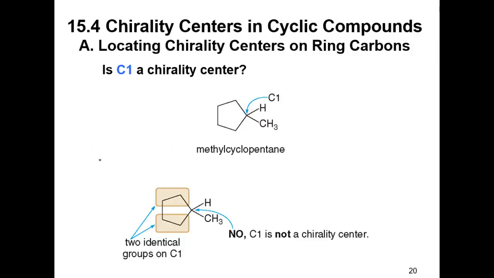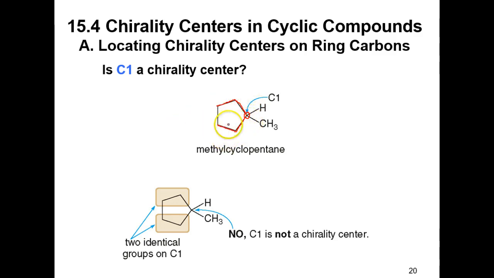All right, section 15.4 is chiral centers on a cyclical compound. Nothing has changed here. This compound would be considered an achiral compound because technically this carbon right here has two of the same exact groups. If you look in this direction, you have a CH2, CH2, and you also have a CH2, CH2 here. So notice you do not have two different groups. It's the same groups.